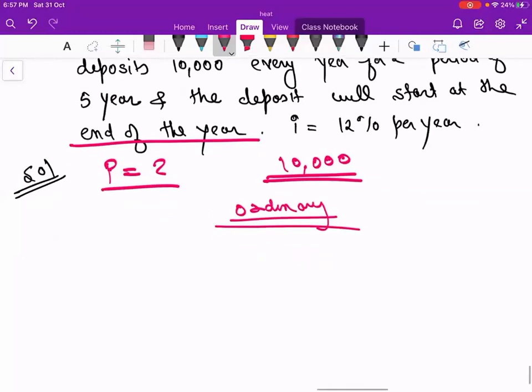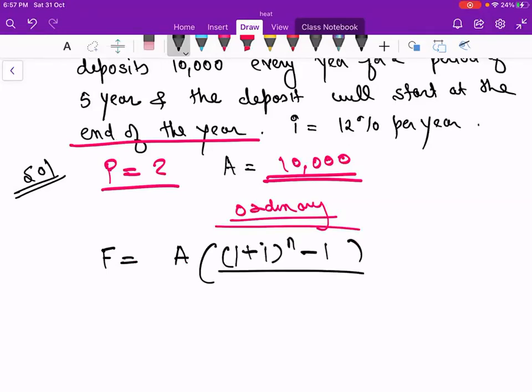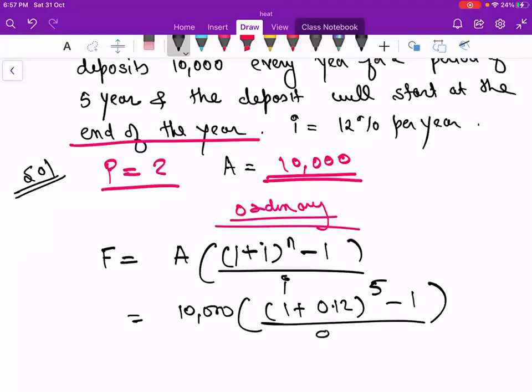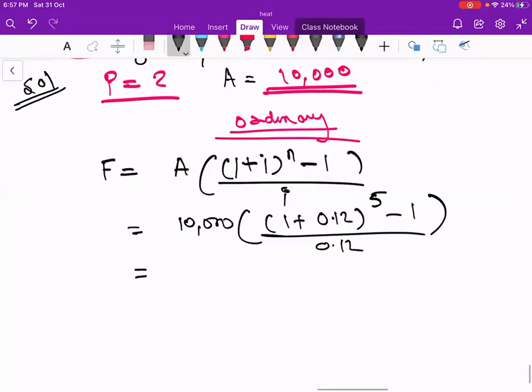Fine. So first we will calculate the future value. What is the formula for future value? F equals A, the annuity, which is given as 10,000, times (1 plus I) to the power n minus 1, upon I. So what will this be? 10,000 times (1 plus 0.12) to the power 5 minus 1, upon 0.12. How much are you getting for this value? 63528. So this is the future value.